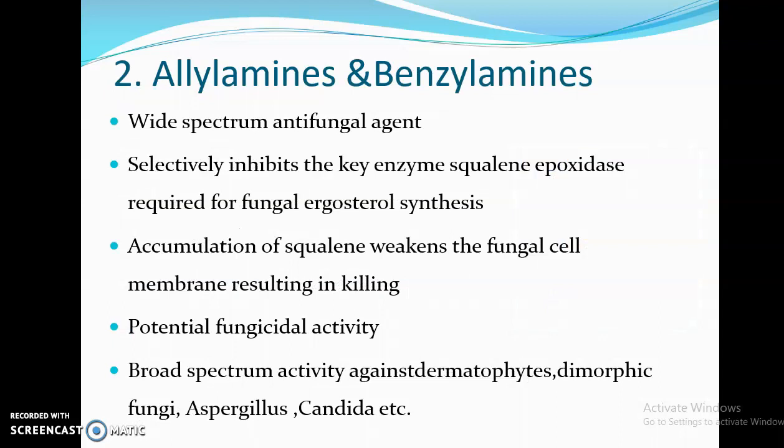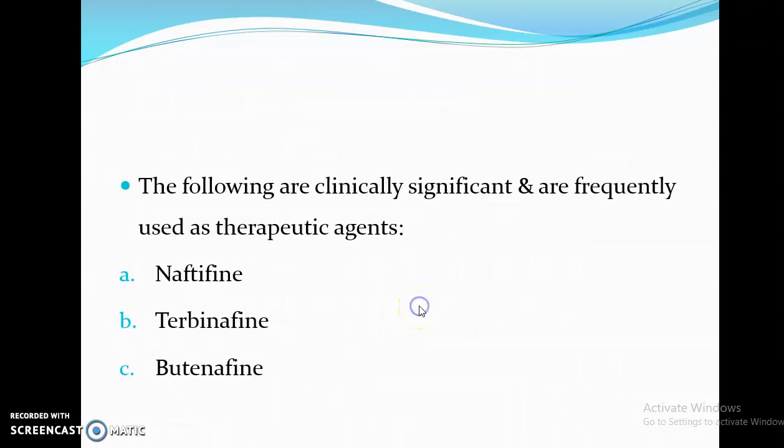Second one is allylamines and benzylamines. They are having a wide spectrum activity. It is mainly inhibiting an enzyme involved in ergosterol synthesis, that is, the enzyme squalene epoxidase is inhibited. This results in the accumulation of squalene and weakening of the fungal cell membrane, and fungal cell death is the final result. Potent fungicidal activity can be seen, with a broad spectrum activity against dermatophytes, dimorphic fungi, Aspergillus, Candida, etc.